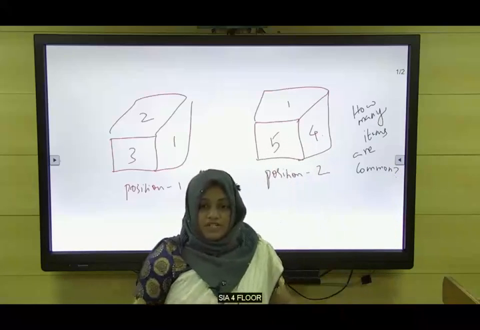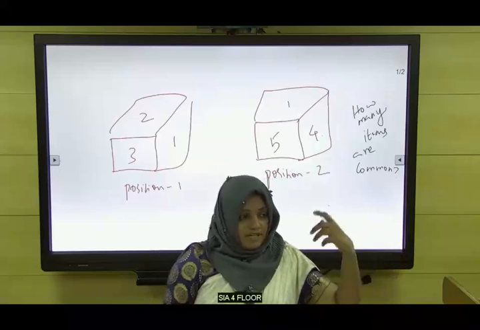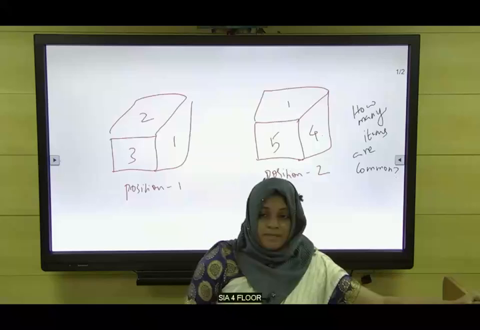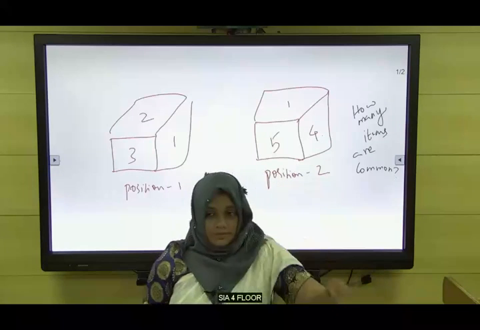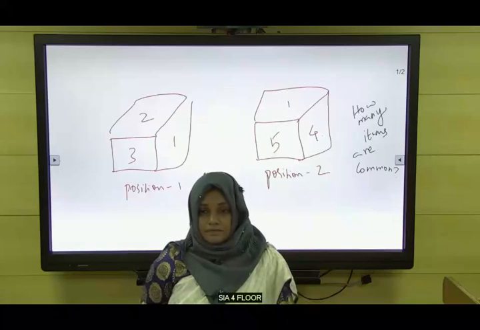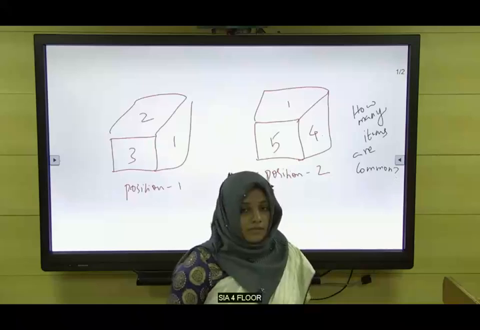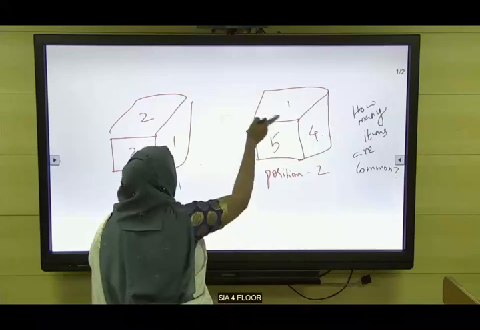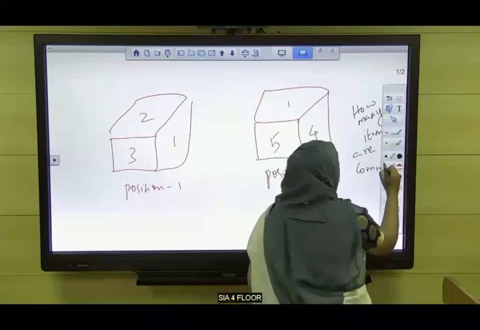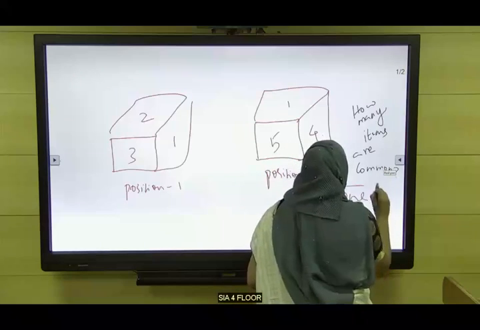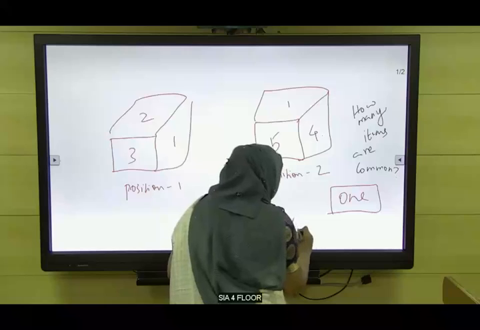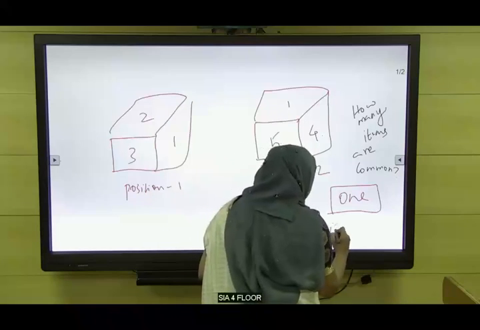Why I mentioned the word item is it may be even number or symbol or letter. We cannot always say it is a number. It can be even dots also. So anything. So how many items are common? Only one. Okay, one item is common, which is one number is common. So if you find only one thing common, then you have to write it in clockwise direction.